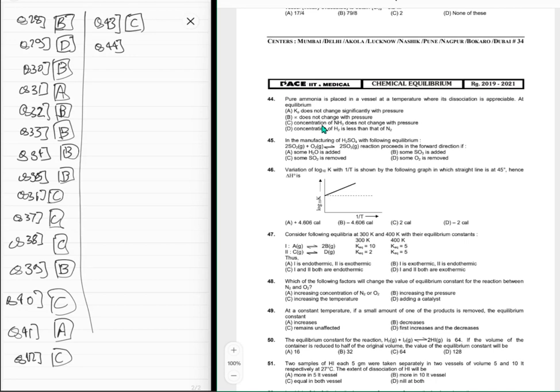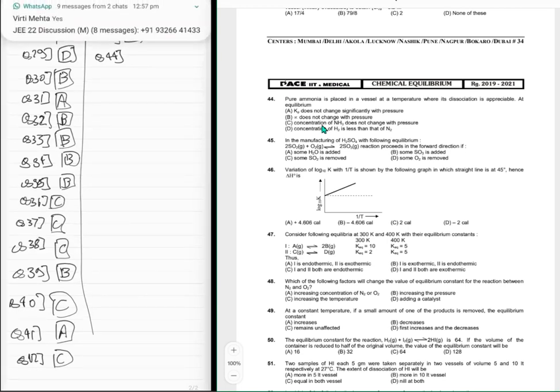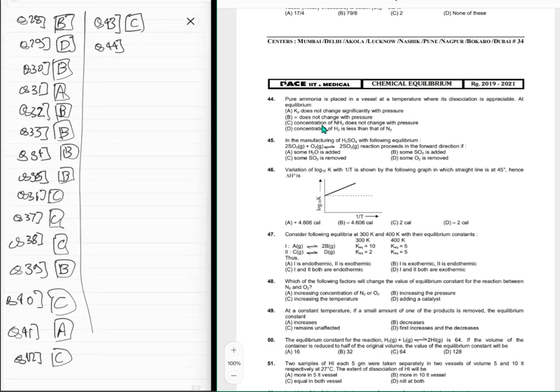When you change the pressure, your volume will also decrease, because it will attain a new equilibrium. If you increase pressure, your volume will decrease, and then at that new equilibrium, that will happen. Cool. Sorry. So yes, your alpha does change with pressure. So this thing is wrong. Concentration of NH3 does not change with pressure. It does change. Concentration of H2 is less than that of N2. No, I don't know about that.